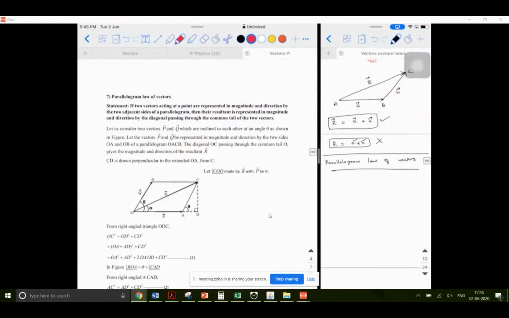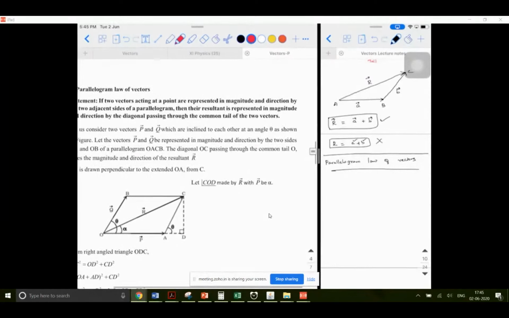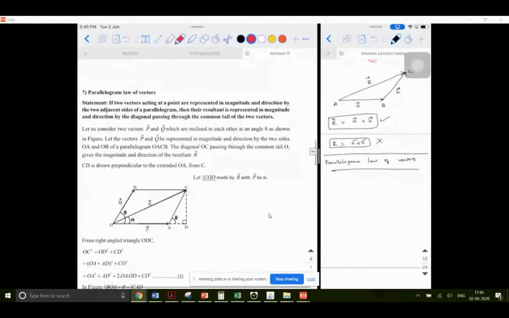Okay. Let me explain what it is. The statement is like this: if two vectors acting at a point are represented in magnitude and direction by the two adjacent sides of a parallelogram. Before I start this, let me tell you one thing. Triangle of vectors and parallelogram law of vectors mean the same, but with different perspectives. Why it is so, you will understand.